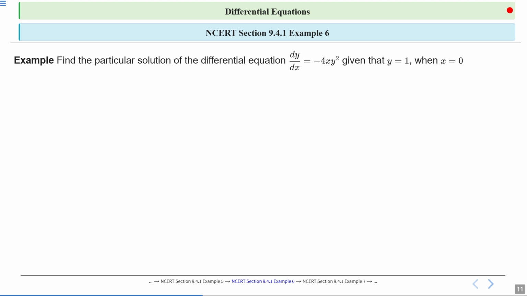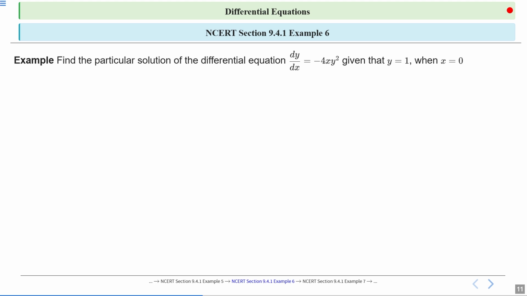And also the function f(x,y) is minus 4xy square, which is a product of two functions g(x) and h(y), where g(x) is minus 4x and h(y) is y square. So we can apply the variable separable method to solve this. And there is a given condition, that is when x equal to 0, y is equal to 1. So to find a particular solution of a given differential equation, there must be an initial condition.